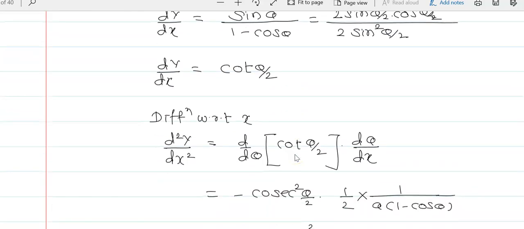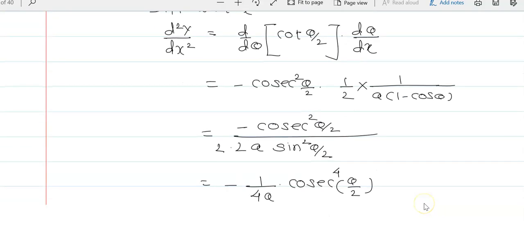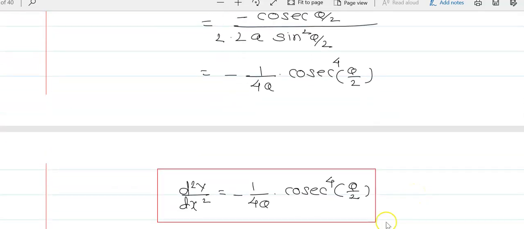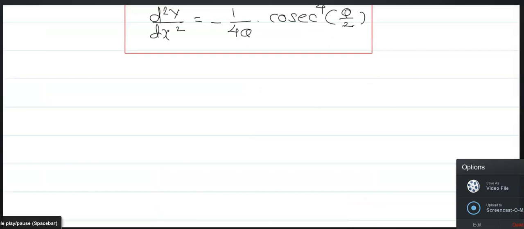And again differentiate cot of theta by 2. Apply the chain rule here, this is very important. d by d theta of cot of theta by 2 into d theta upon dx. We substitute the value of d theta upon dx, which is the reciprocal, 1 upon a(1 minus cos theta). And hence you have the answer: minus 1 upon 4a cosec raised to 4 theta by 2. This is the answer. Now, the next problem, problem number 2.